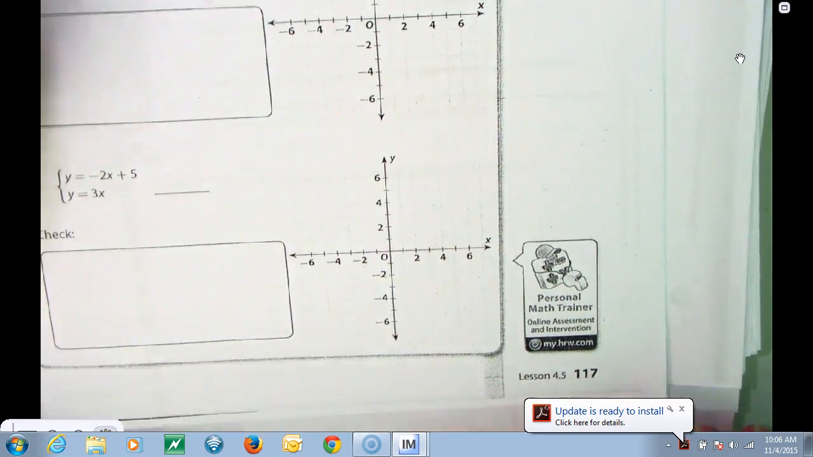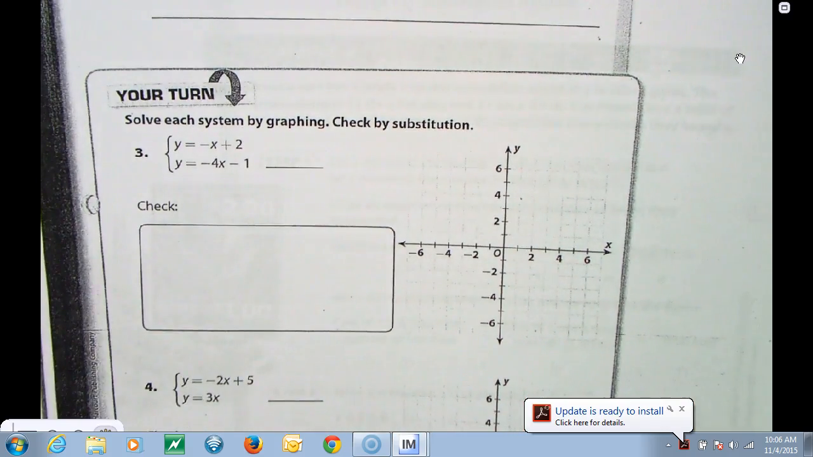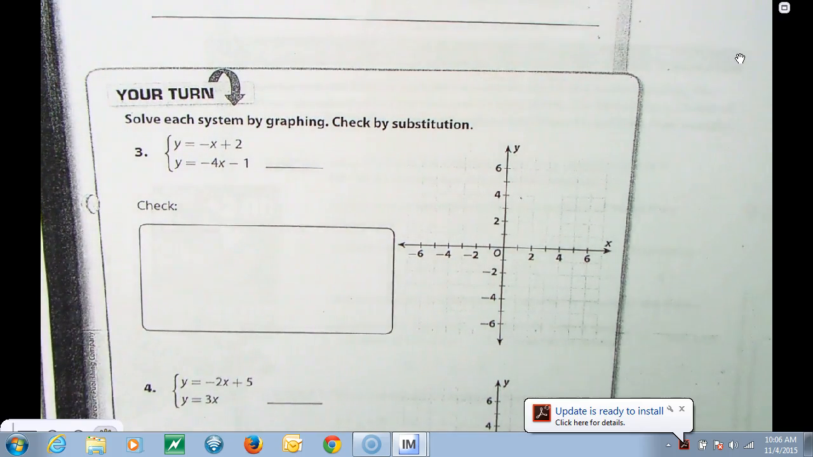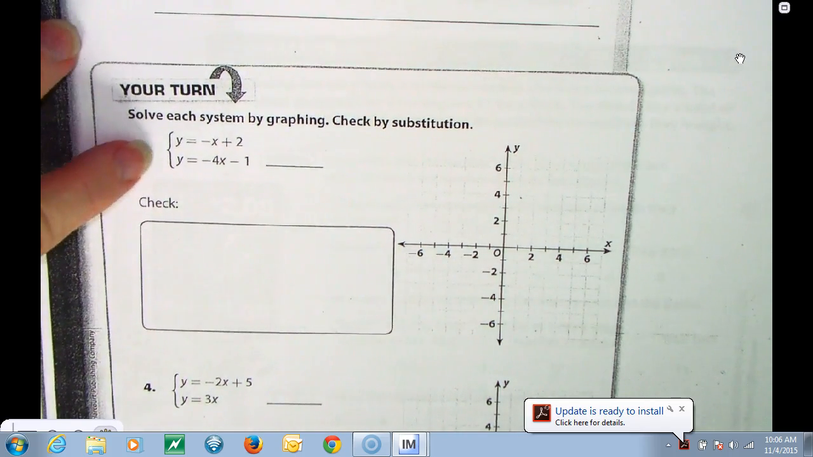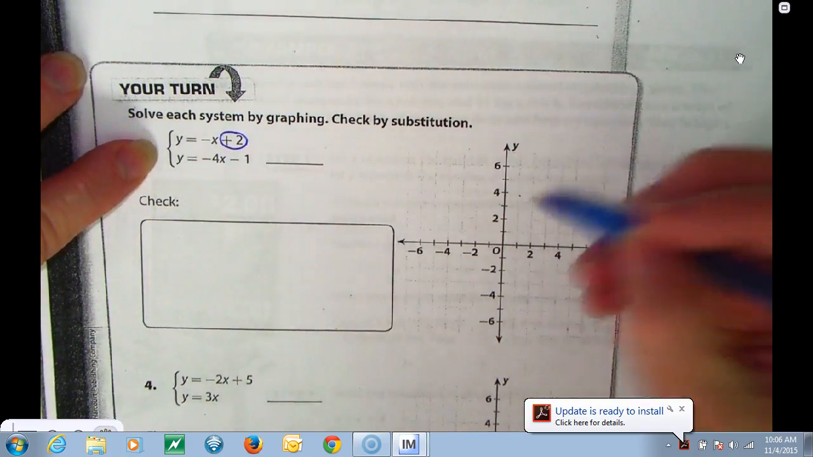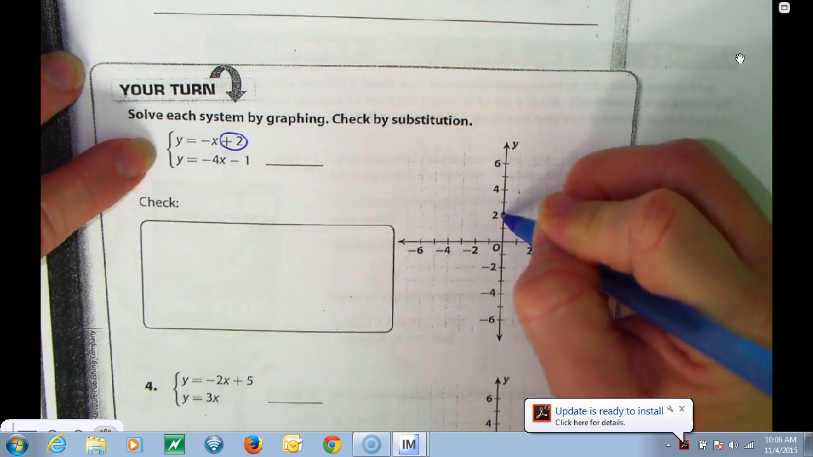Okay, turn the page, 117. Some of you don't need my help, and some of you still do. So we're going to do 3 together. If you want to get a little ahead of me, good. I don't care. Look at number 3. That y-intercept is 2. So I'm going to start at 0, 2. Little point.